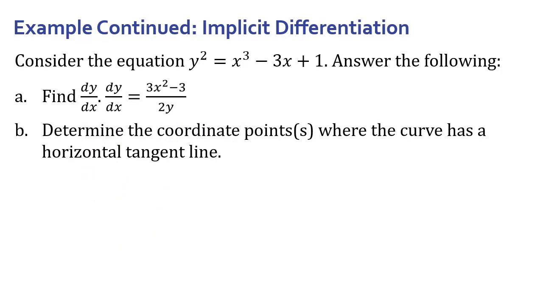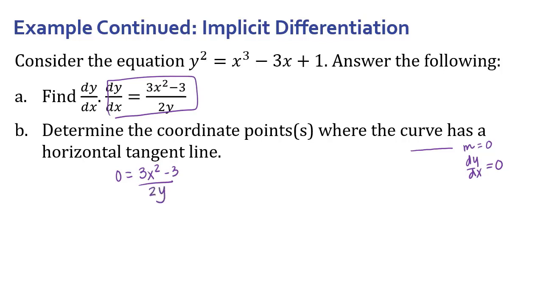Okay, now if we're asked to determine the coordinate points where the curve has a horizontal tangent line: a horizontal tangent line, what's the slope of that? Well, that slope is going to be 0. Again, the derivative is the slope of the tangent, so we're looking for when that derivative equals 0. We found this as our equation for dy dx, so I've got 0 equals 3x squared minus 3 over 2y. When is that going to equal 0?